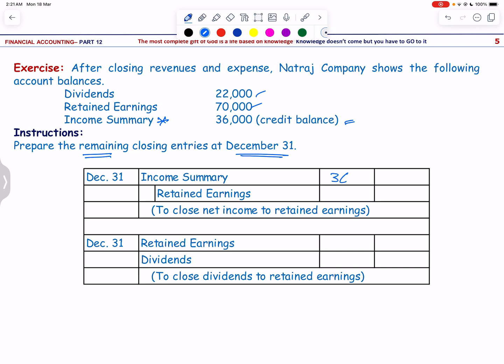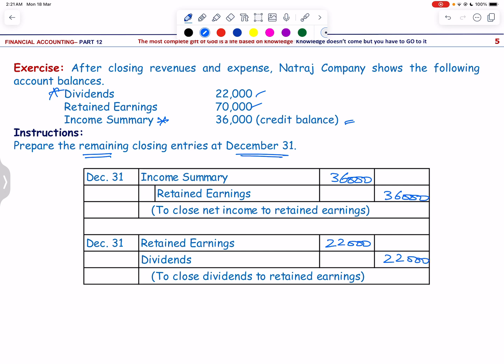Then we have to close the dividends as well. So retained earnings is going to be debited now by 22,000 to close the dividends, and dividends will be credited by 22,000. Let us move on to the next exercise.